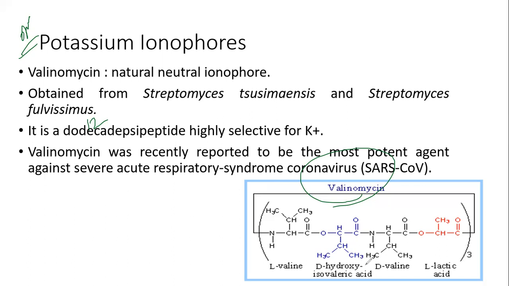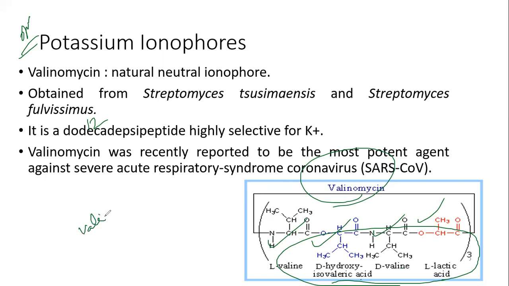Now see the structure. What is it actually? It is in sets of 3, yeah? So 1, 2, 3, 4. So 4 threes are 12. Yes, it is actually a 12 peptide. Correct. So you can see it's valine, dihydroxy isovaleric acid, valine, and then lactic acid. So this is what you have to remember, and it is repeated thrice.